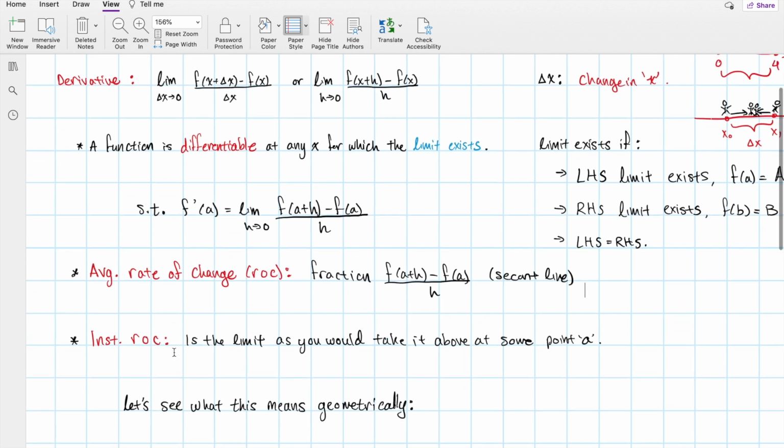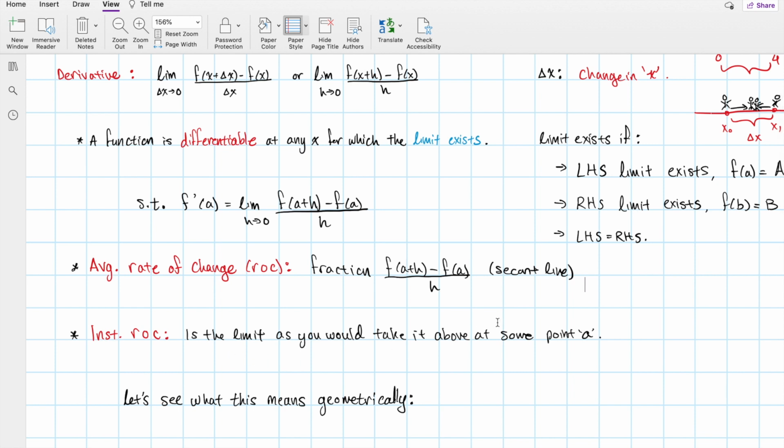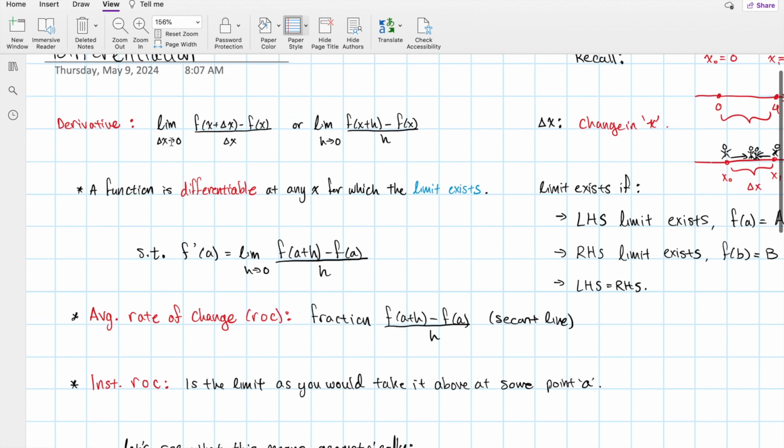The instantaneous rate of change is the limit as you would take it above at some point a. So the instantaneous rate of change is simply the derivative at some particular point. I know this is a little difficult to understand right now, but once we dive into it, I hope these definitions will clear up as we go.